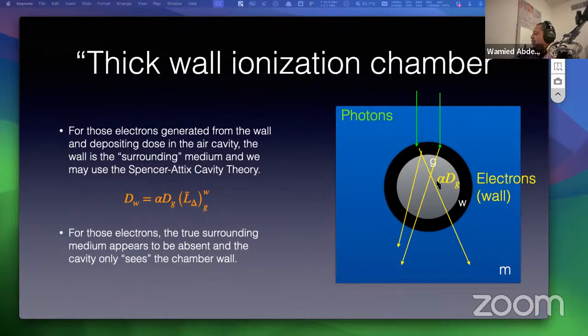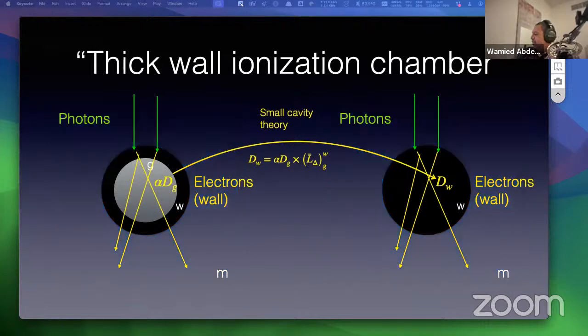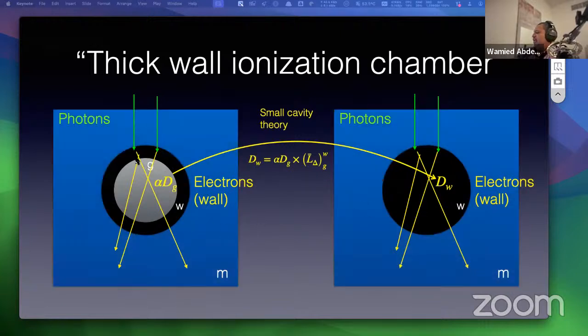Essentially, what we're doing is, let's look at this figure. I like this one better, but this is the situation we have. These electrons are produced in the wall, and they deposit their dose in the cavity. So the surrounding medium in this situation for the cavity is going to be the wall, because that's the source of the electrons. So we can replace this cavity now with wall. It comes like this. I left the same dimensions, but actually the wall size is going to be small.